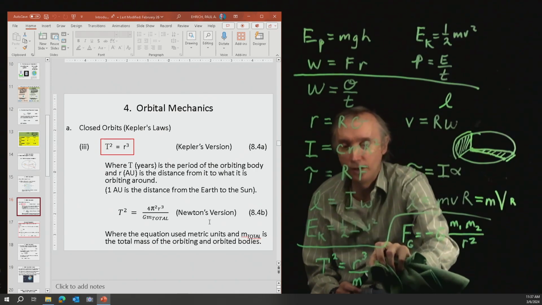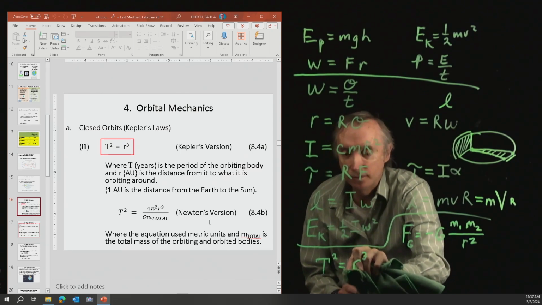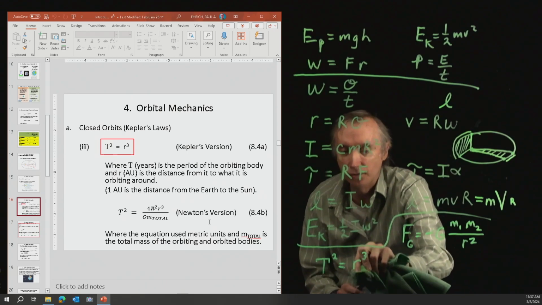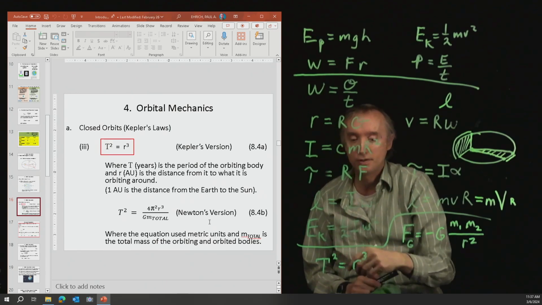So what I want you to be able to do on the exam is state Kepler's 3 laws of motion and then be able to calculate using that formula.